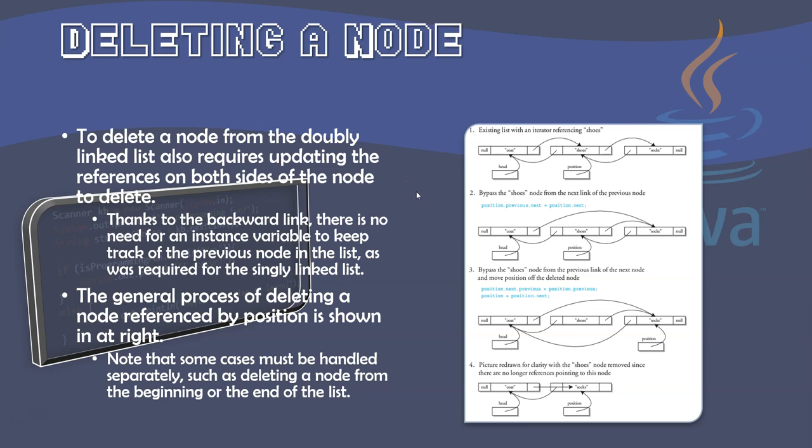Now, the general process of deleting a node is referenced by the position shown at right. In some cases, this has to be handled separately, such as deleting a node from the beginning or the end of a list. But if we're just pulling from the middle of a list, it's pretty simple. We have our existing list, and we're going to remove an item from that list by bypassing it. Effectively, the same thing as what we did before, updating all of our pointers, all of our different references of these nodes. And then of course, Java's garbage collector will come along, see that this is not referencing anything, remove it and clean up the list.